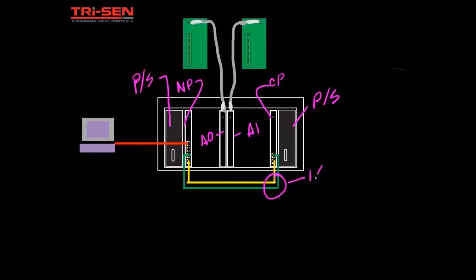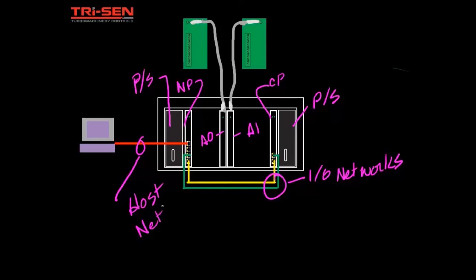And there you have it. So we added an I/O network, 2 cables going between the bottom networks on the node processor and the chassis processor, and a host network between the top connector on the node processor and our computer. We have one more connector on the node processor for a second host network if required. And there you have it.